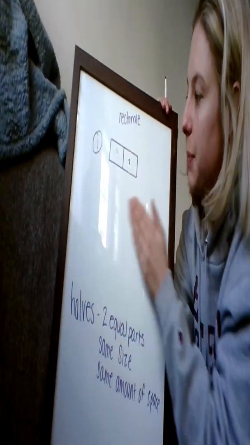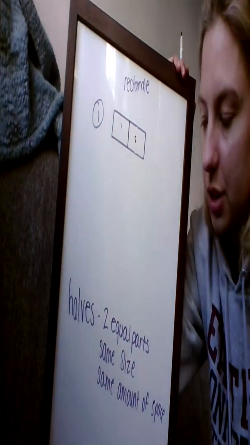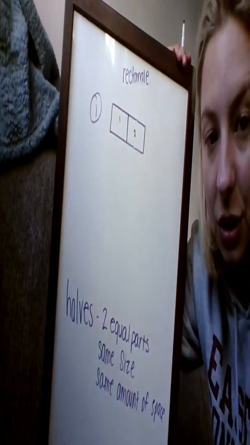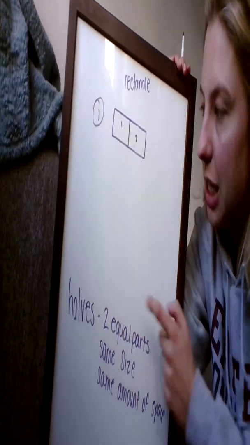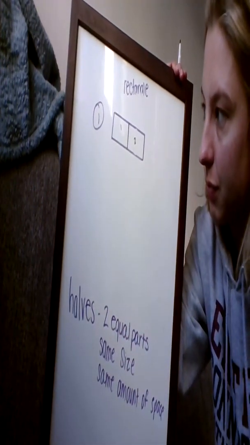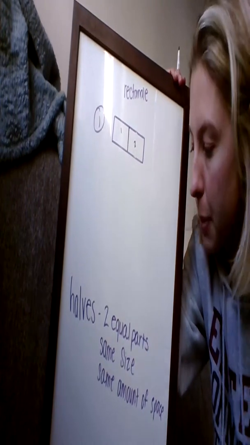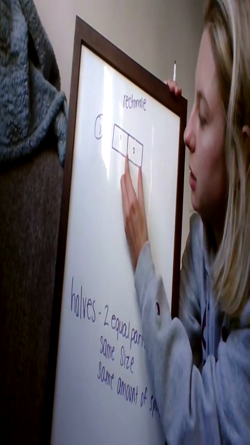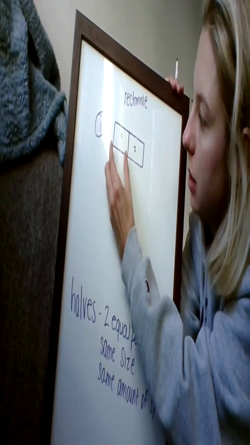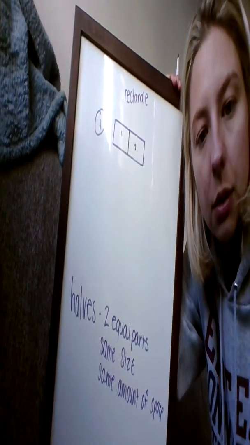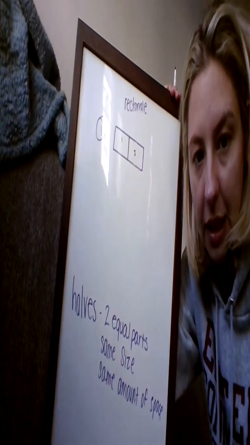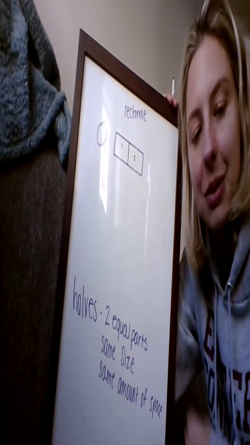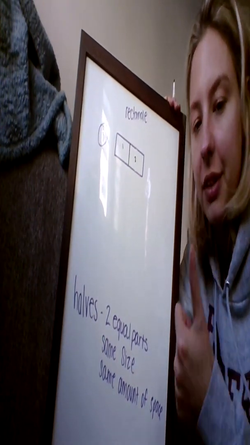All right, this one. I'll come back to this. Look at this one. Let's ask ourselves, do those two parts, are they equal? They look pretty equal, right? Are they the same size? This one's about this long. This one's about this long. Yeah, they look about the same size. Do they take up the same amount of space within the rectangle or the whole? Yes, they do. So I think we're ready to move on for this one.